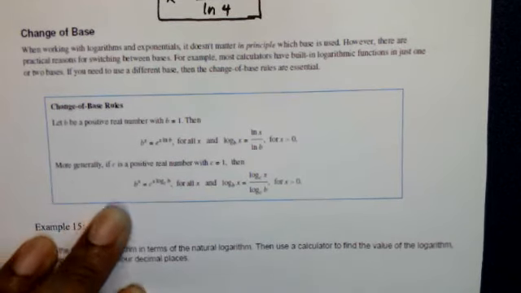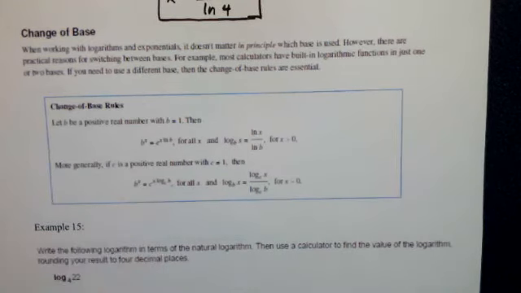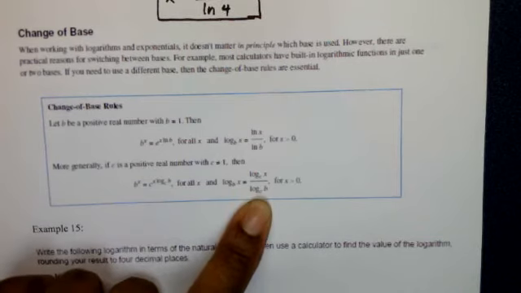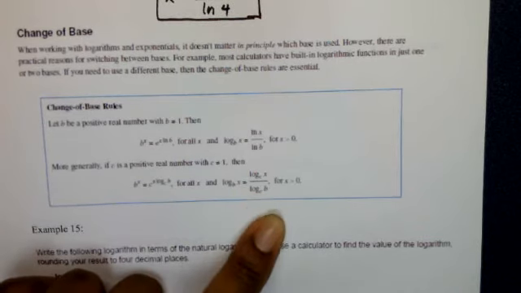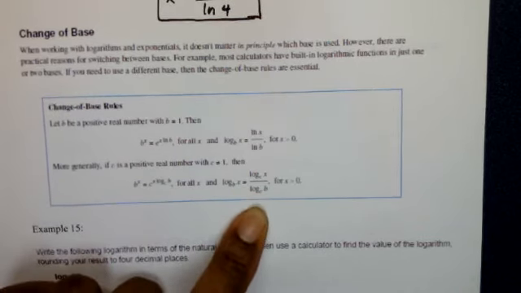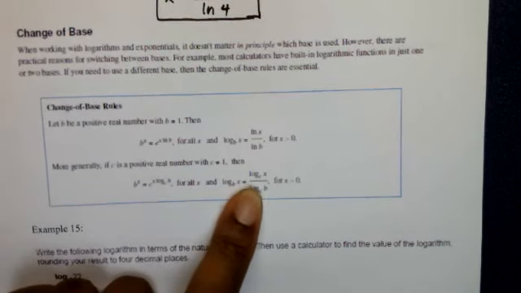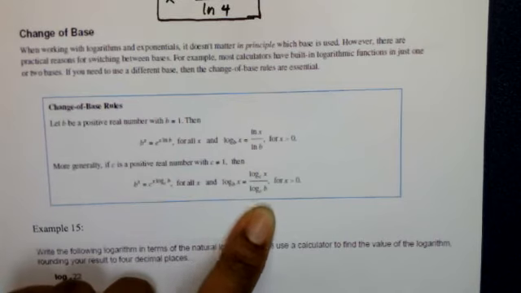And more generally, if c is a positive real number, where c is not equal to 1, then b to the x is equal to e to the x times log to the base c of b for all x, and log to the base b of x will be equal to log to the base c of x divided by log to the base c of b.